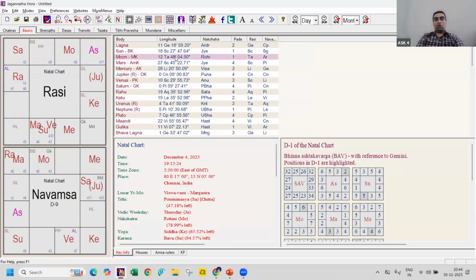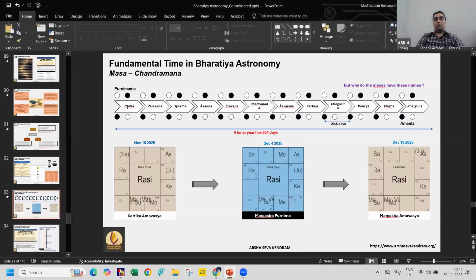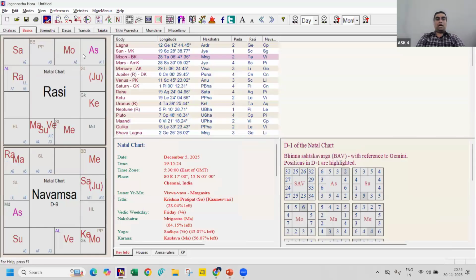So if you look at the moon, it is in Rohini, which is the next nakshatra after Margashirsha. So this is the Mrigashirsha nakshatra, or 1 day after that. So the nakshatra in which the moon is present when the full moon happens, the month is named after that. That is how the names of the months are calculated. For example, the Chaitra Masa means that the moon is in Chitra Nakshatra when the full moon happens.